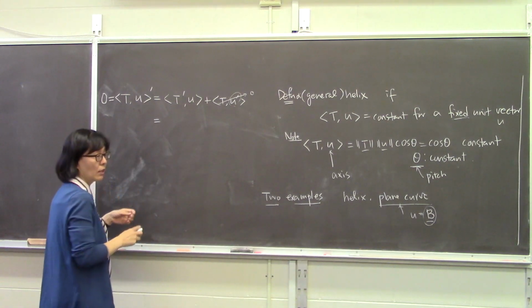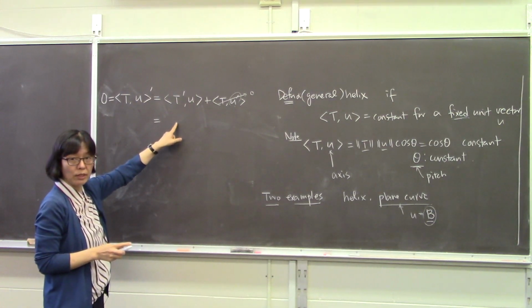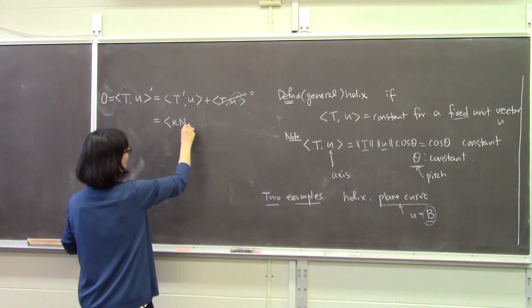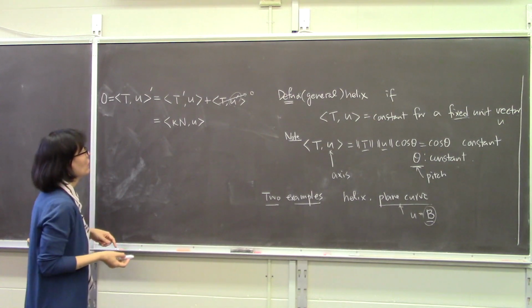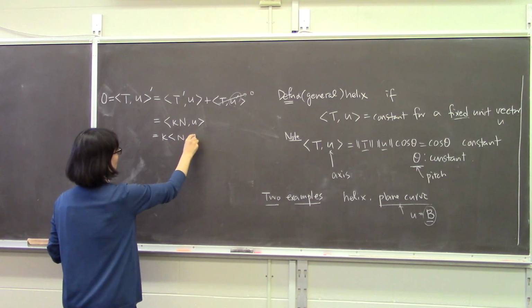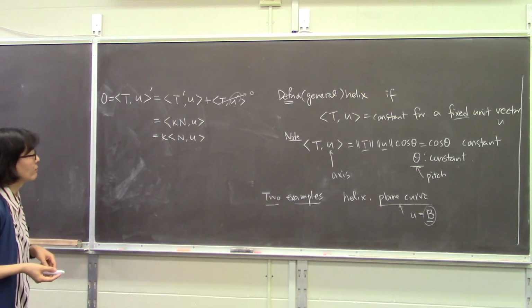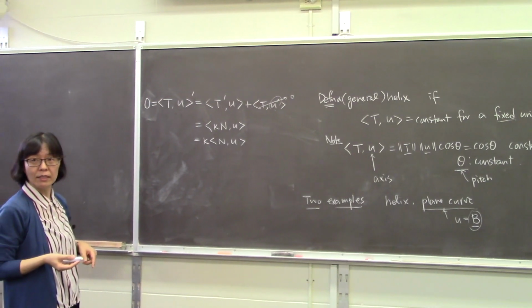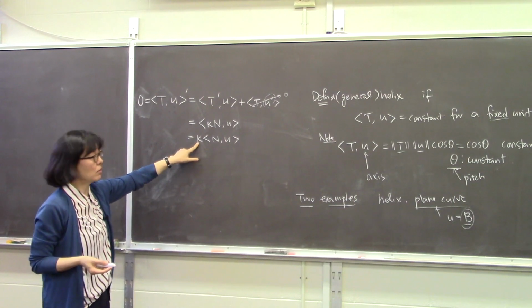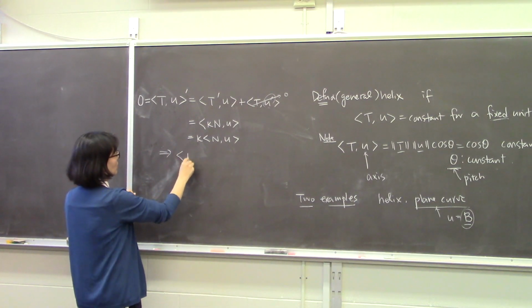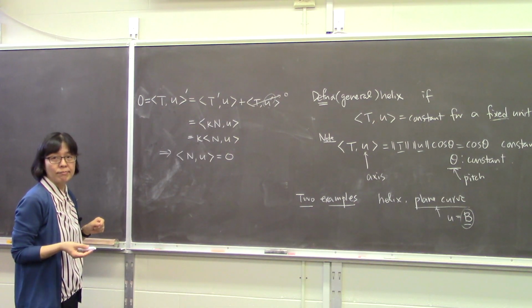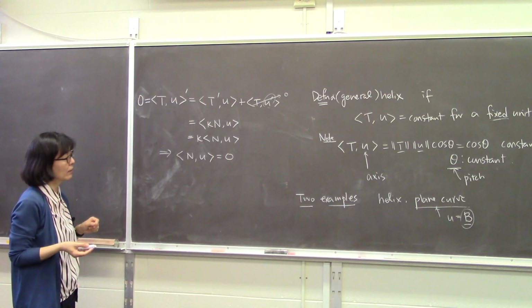And I just erased that. This one, t prime is curvature times n, right? So we can take out the curvature. Then we assume curvature is not 0 anywhere, so this is not 0. So we have that the dot product of n and u is 0. Right?